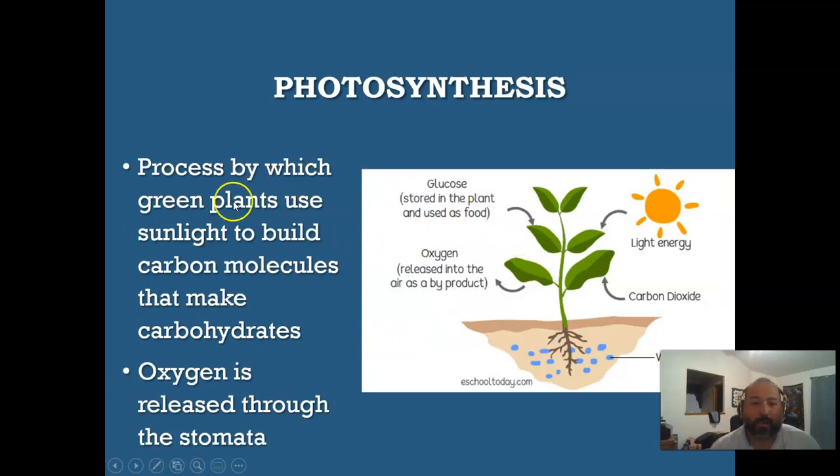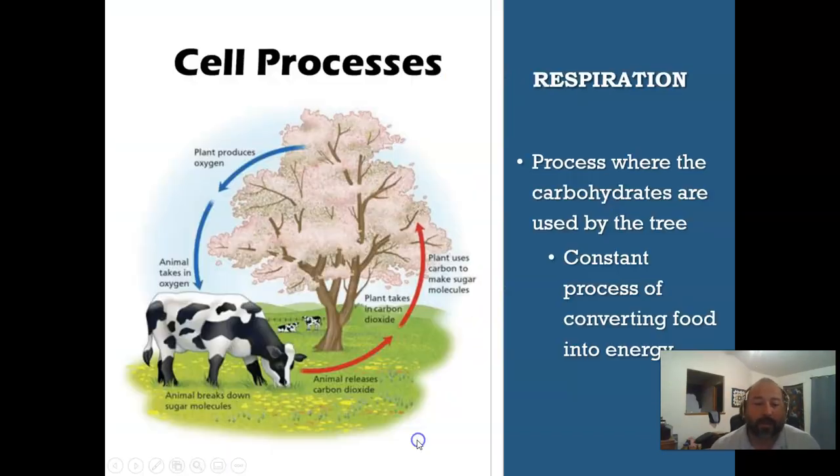And so with photosynthesis, if we want to define it, it's the process by which green plants use sunlight to build carbon molecules that make carbohydrates. The carbohydrates then become our sugar or our glucose. Oxygen is released through the stomata in the leaves. Those are the pore openings in the leaves. And then for our respiration, that's the process where the carbohydrates are used by the tree. So it's a constant process of converting food into energy.